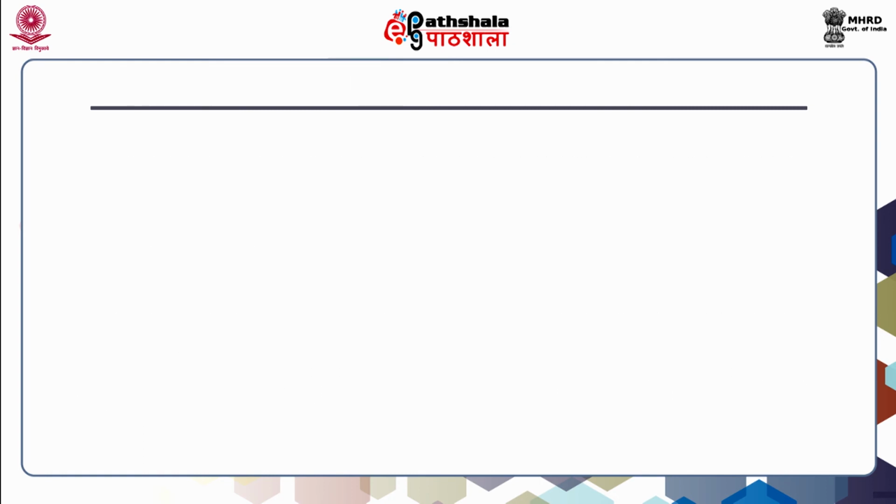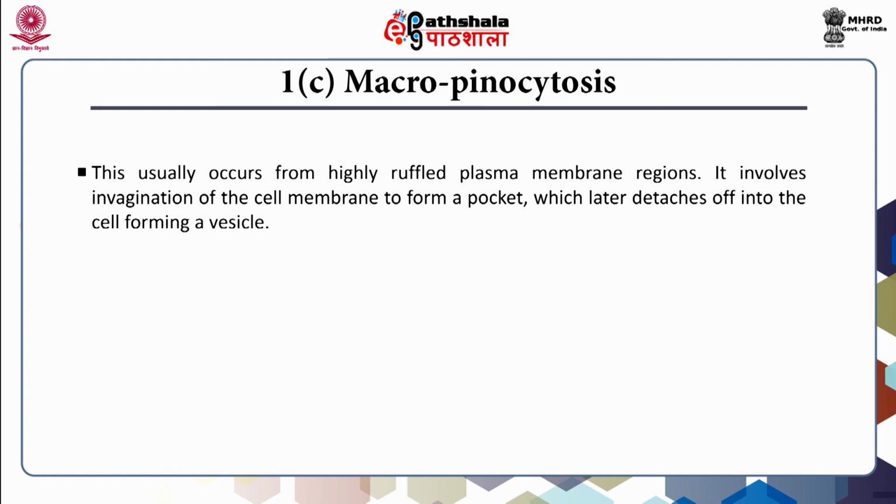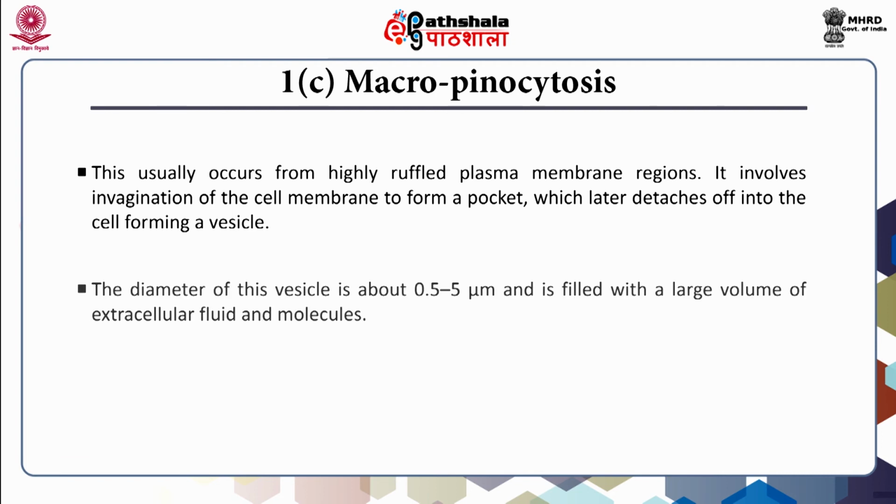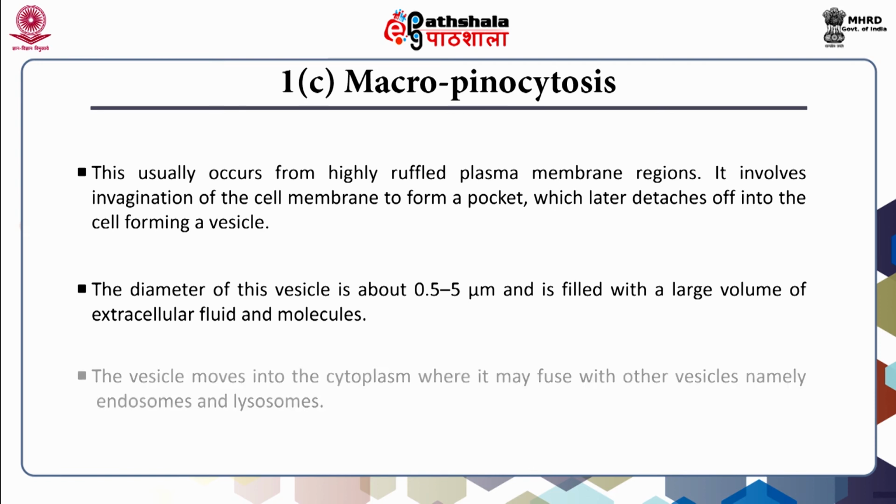Now we will see what is macropinocytosis. It usually occurs from highly ruffled plasma membrane regions. It involves invagination of the cell membrane to form a pocket which later detaches off into the cell, forming a vesicle. The diameter of this vesicle is about 0.5 to 5 micrometer and is filled with a large volume of extracellular fluid and molecules. The vesicle moves into the cytoplasm where it may fuse with other vesicles, namely endosomes and lysosomes.